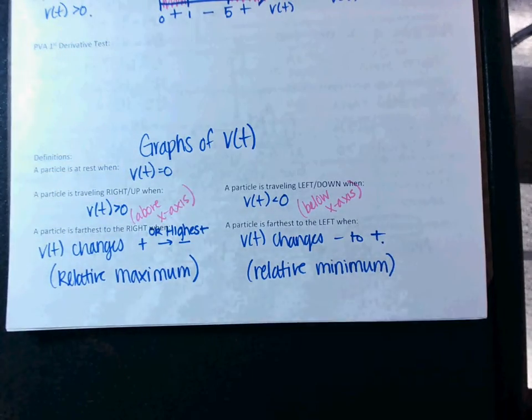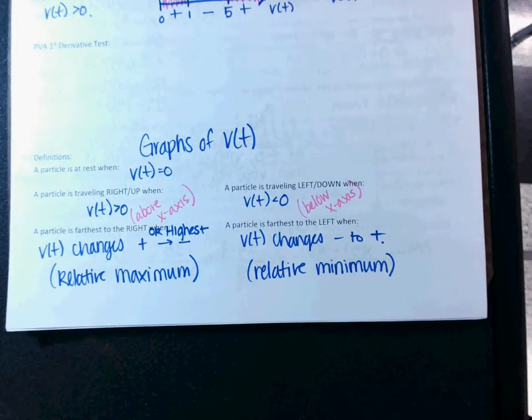Turn your sheet over. Look at the next graph. First thing I want you to do is label it v of t. It's a graph of velocity. Yes?